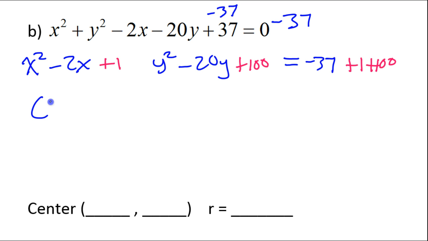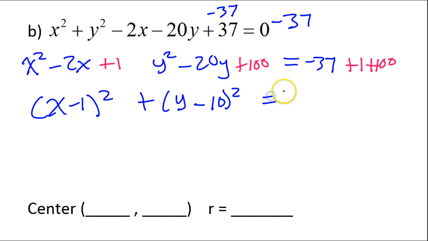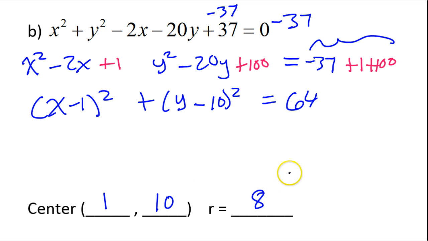So this is going to be x minus 1 squared. And this is going to be y minus 10 squared. What does this make? Help me. 64. Thank you. So that means the center is going to be 1, 10, and the radius will be 8. Any questions?